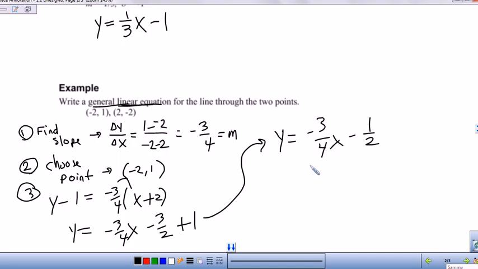Now, what you need to do is go ahead and get rid of the fractions, because remember, in standard form, you can't have any fractions. So we're going to go ahead and multiply everything by the greatest denominator, which is 4.